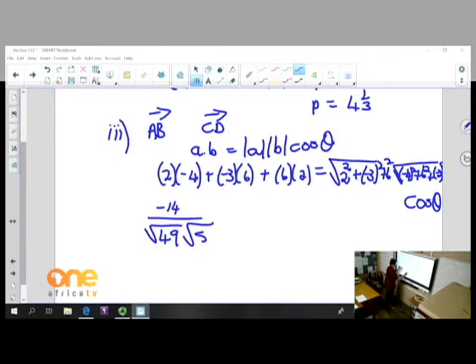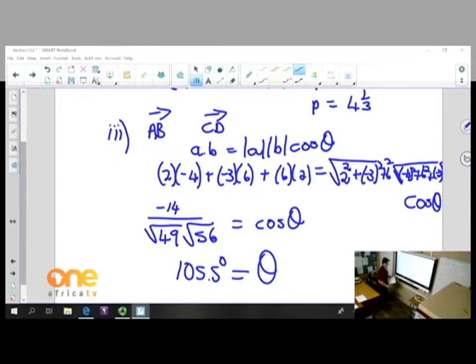The square root of 56 is equal to cosine theta. Second function cosine, and theta is 105.5 degrees. And you can see it's an obtuse angle. You can see the obtuse angle in there.